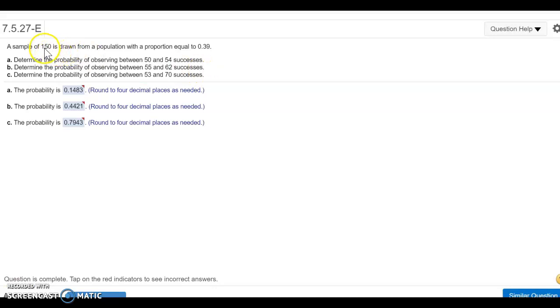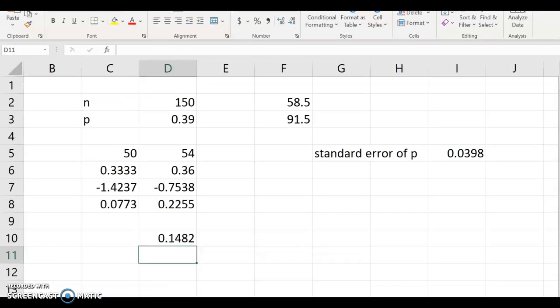Okay, so we know the sample is 150 and the population proportion is 0.39. So we're going to determine the probability of observing between 50 and 54 successes. This is very similar to the other one I think we were looking at. So what I did was I put in N and P.